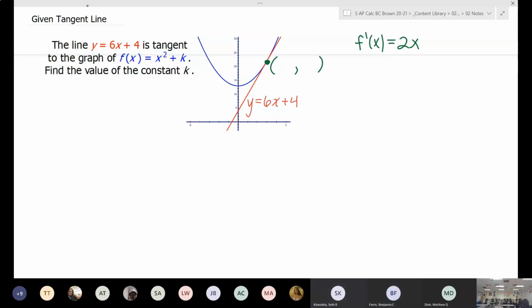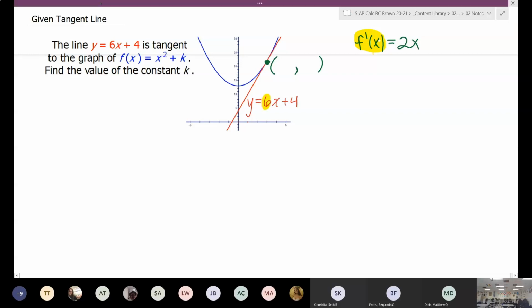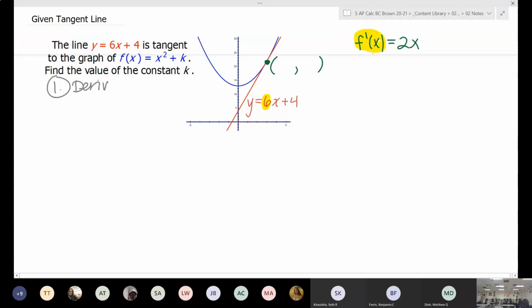So let's make sure we don't mix things up. The first equation we're actually going to set equal to each other is we know that f prime at some value of x is equal to the slope of the tangent. If you're the type of person that likes having steps, the first step is to take your derivative and set it equal to the slope of the tangent line.